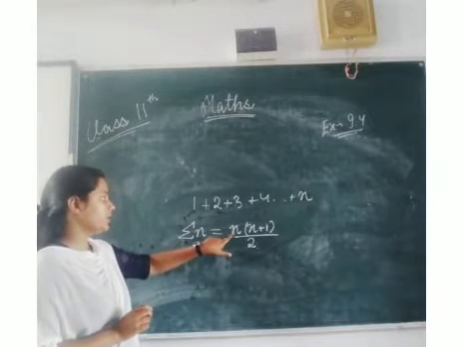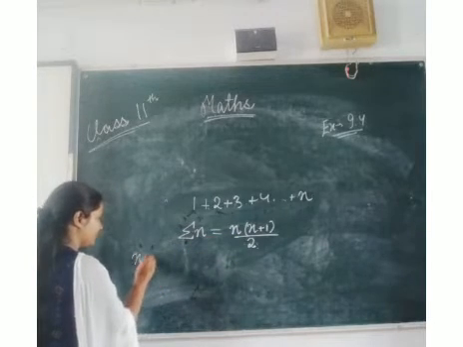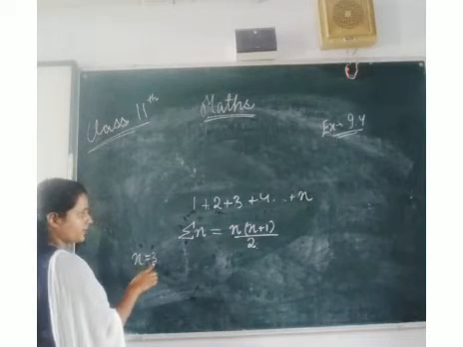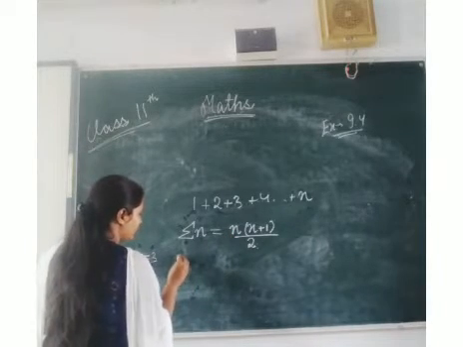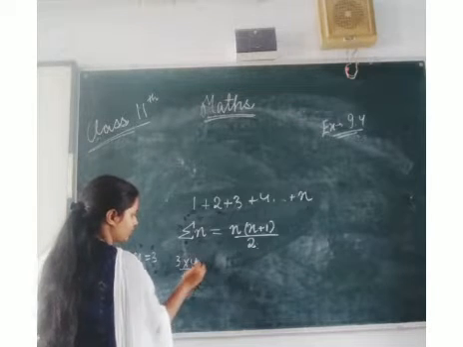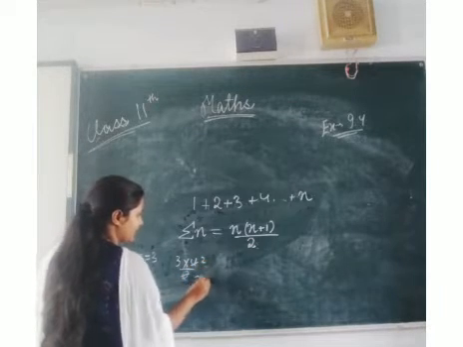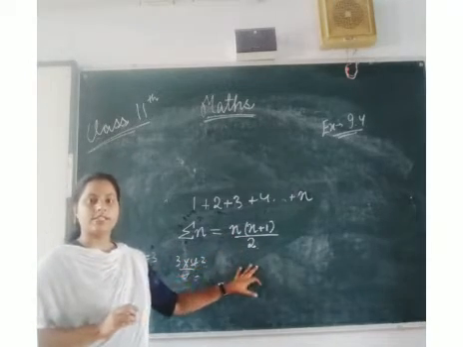Let us suppose we are taking the value of n as 3. If n is equal to 3, then यहाँ से हमें क्या मिल जाएगा? 3 into 4 upon 2, that is 6. यानी कि अगर हमने n की वैल्यू 3 रखी तो we got the answer 6.